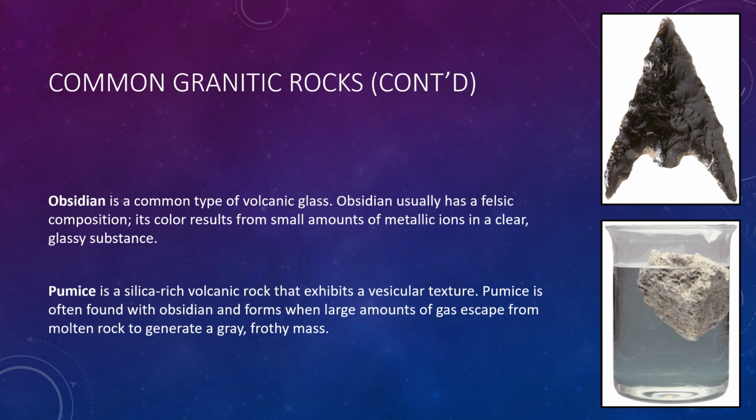Another silica-rich volcanic rock that exhibits a glassy and also vesicular texture is pumice. Often found with obsidian, pumice forms when large amounts of gas escape from a molten rock to generate a gray, frothy mass. In some samples, the vesicles are quite noticeable, whereas in others, the pumice resembles fine shards of intertwined glass. Because of the large volume of air-filled voids that are contained within pumice, most samples of it will float in water.